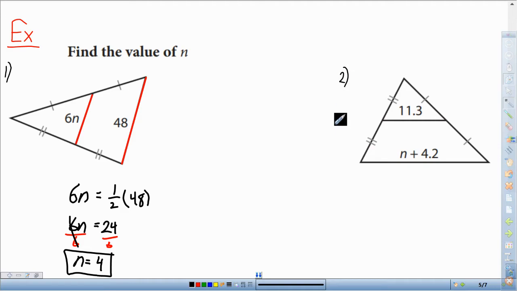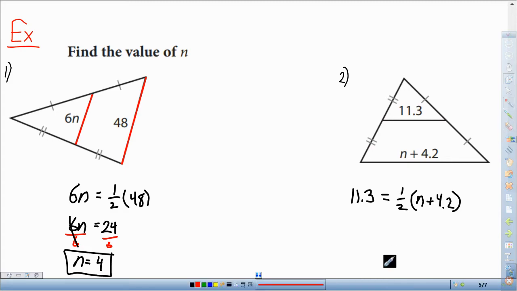Okay, cool. Number 2 is the same idea. We want to make an equation out of this. Just notice though, the variable on the previous one was on our mid segment. The variable on this one is on our side length. But when we go to write our equation, we're doing the same thing. We're taking our mid segment, which is 11.3, and we're saying that's equal to 1/2 the side length, which is n plus 4.2. It's a little different on this because our variable ends up inside the parentheses here, but we're using the same idea to make our equation.